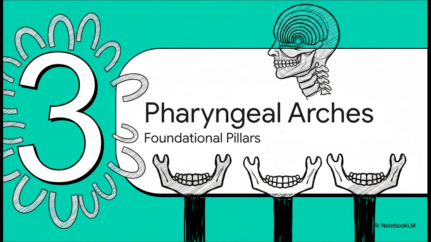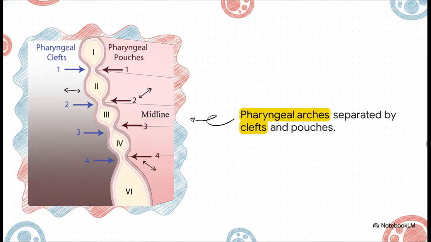Let's transition to part 3 and see how our foundational pillars are built, the pharyngeal arches. Now, what's really interesting here is this undulating, almost ribbed structure on the outside of the embryo. Starting early in the 4th week, these distinct ridges appear on either side of the future head and neck. There are 5 main arches we actually care about: arches 1, 2, 3, 4, and 6. The fifth arch is rudimentary and mostly just disappears.